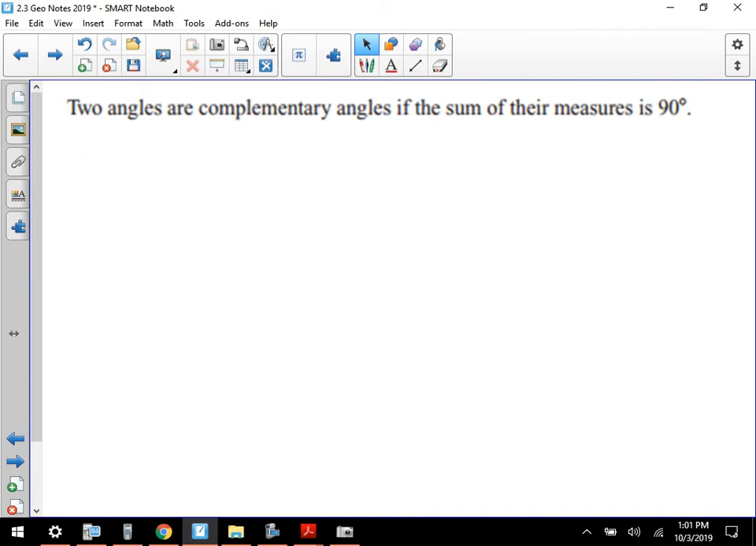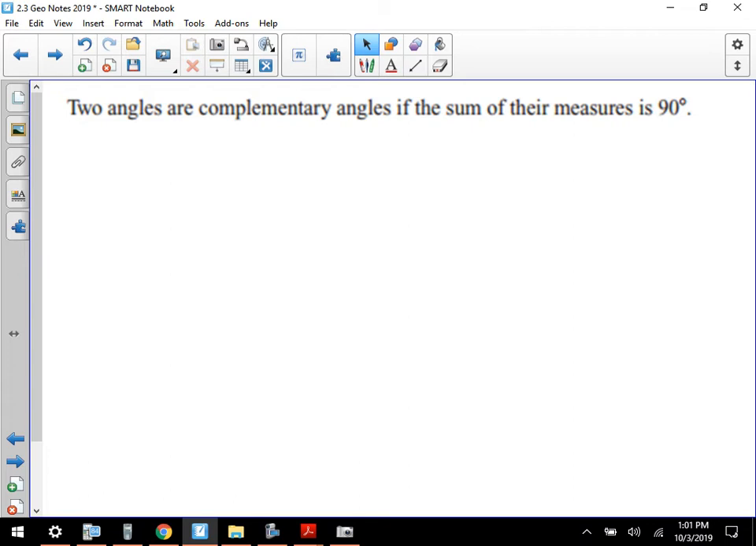Two angles are complementary if their sum is 90. What's the word sum mean again? Yeah, they add. Remember how we define complementary angles? Complementary angles always add up to equal what? 90. We used this as a definition before.